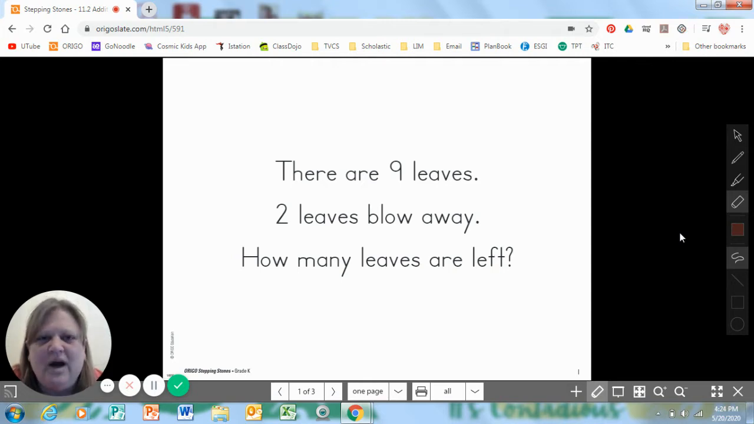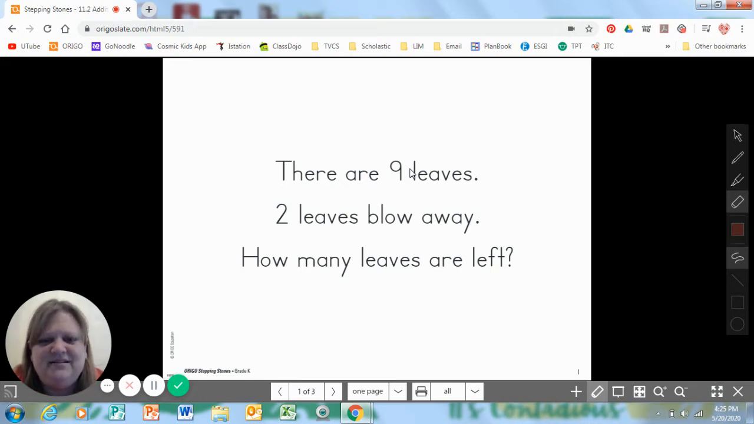to figure out what action is taking place in the story. So here's the first story. There are 9 leaves. 2 leaves blow away. How many leaves are left? So there's some kind of action taking place. So if you brought something to use, you could lay out how many do we need at first? 9. So you'll put 9 out there in front of you.